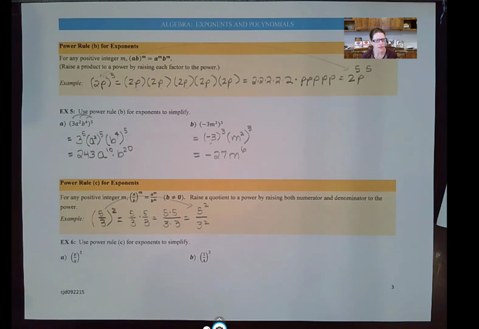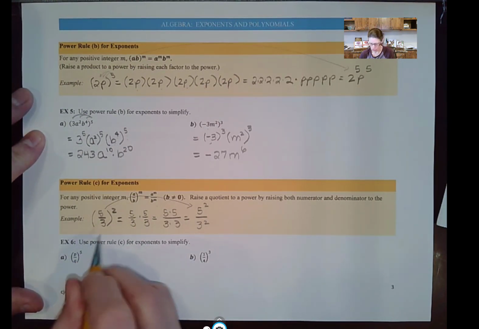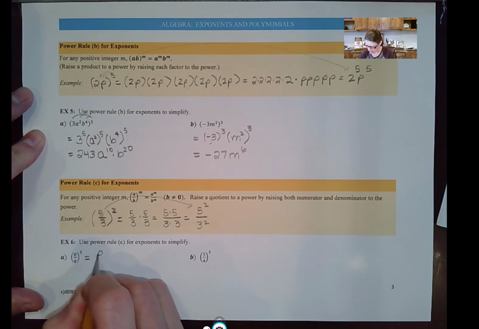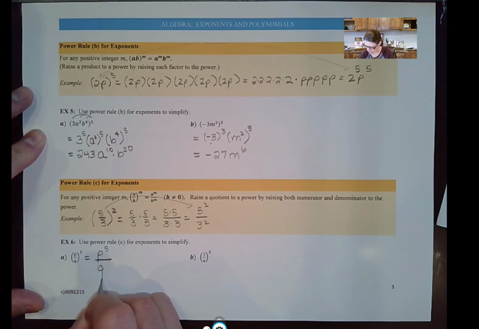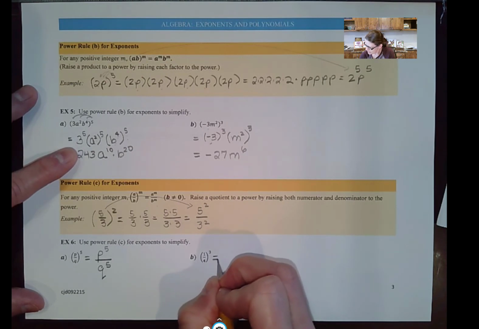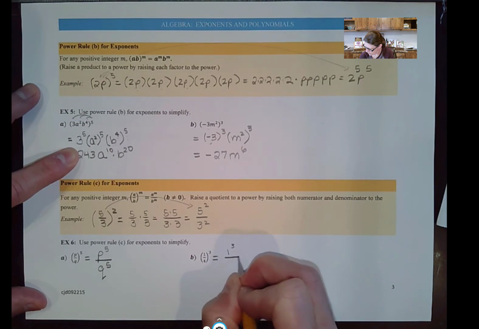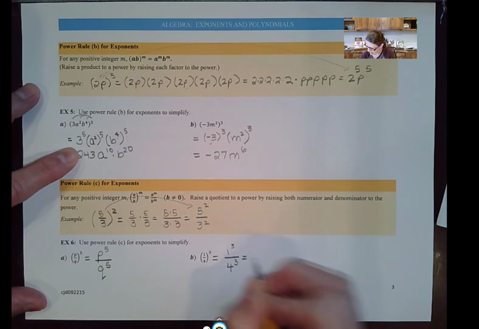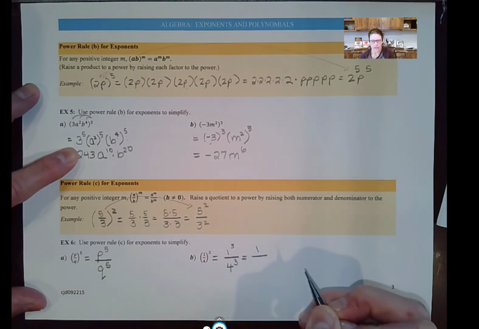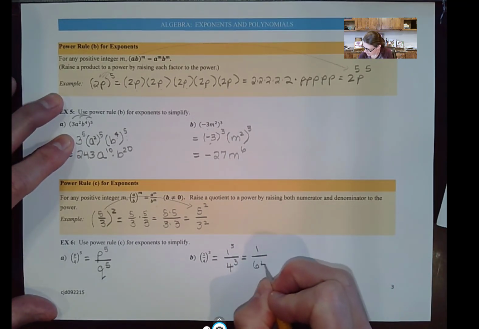In example 6, we're going to use power rule C for exponents to simplify. In part A, we've got p over q to the 5th, and don't make this too hard. That's p to the 5th over q to the 5th, applying that exponent to numerator and denominator. In part B, we see the fraction 1/4 to the 3rd. That's 1 to the 3rd over 4 to the 3rd, and I'm going to go ahead and evaluate this. 1 to the 3rd is 1, and 4 times itself 3 times is 64.